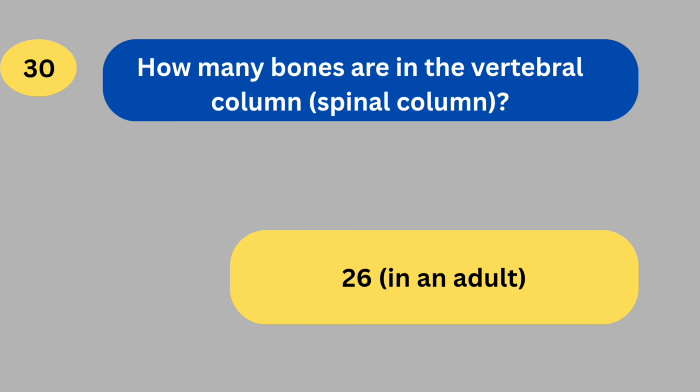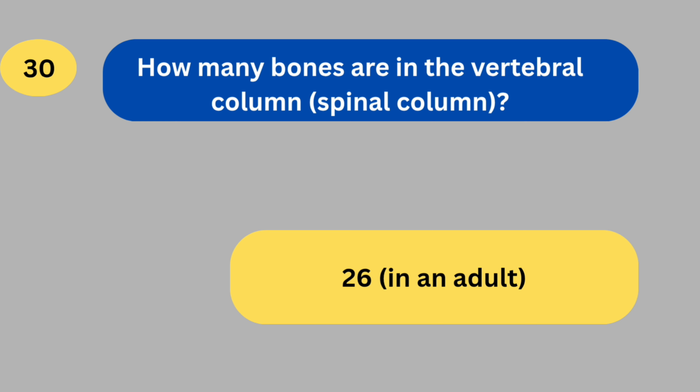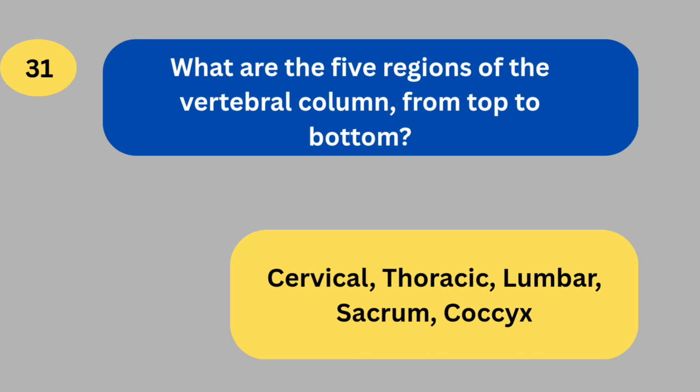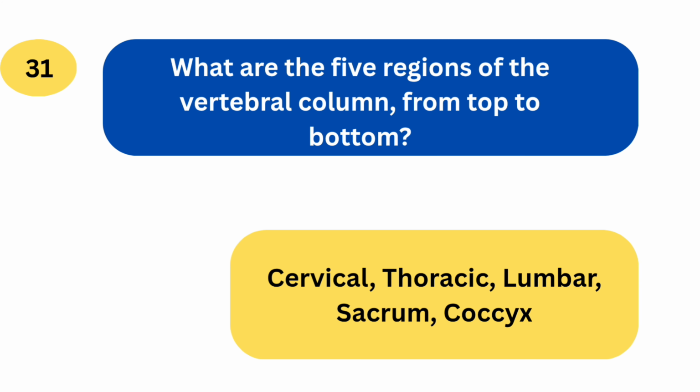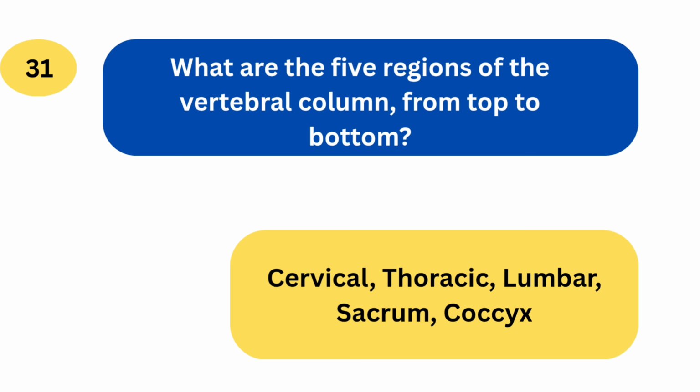How many bones are in the vertebral column, spinal column? Answer: 26 in an adult. Next question. What are the 5 regions of the vertebral column from top to bottom? Answer: cervical, thoracic, lumbar, sacrum, coccyx.